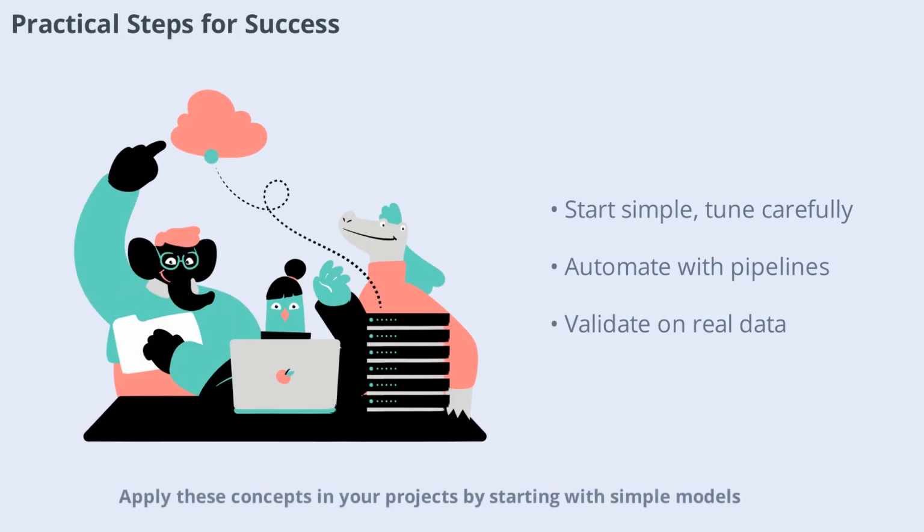Apply these concepts in your projects by starting with simple models, tuning hyperparameters, and using pipelines for automation. Monitor for overfitting and underfitting, and always validate your results on fresh, representative data. These steps will help you build robust, reliable machine learning solutions.